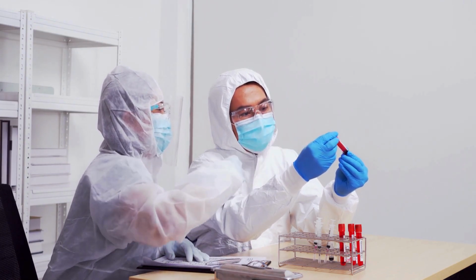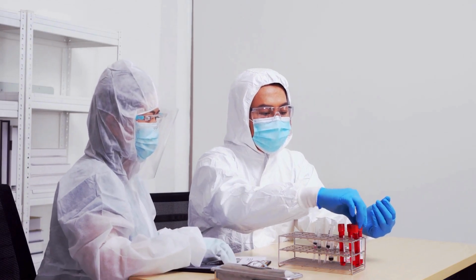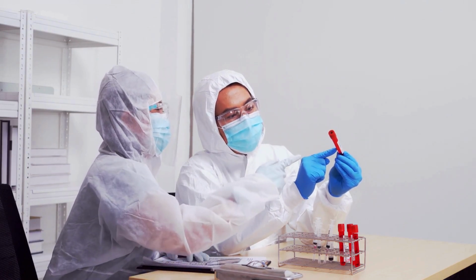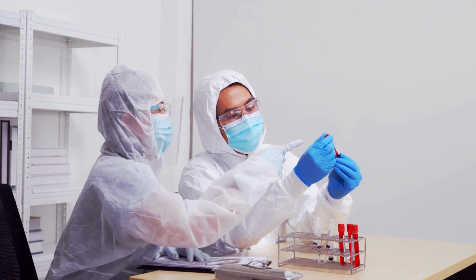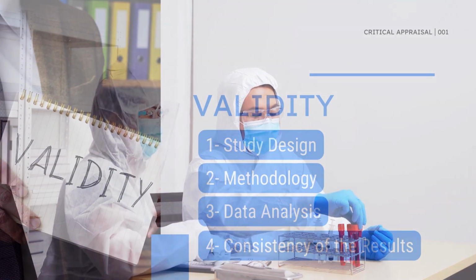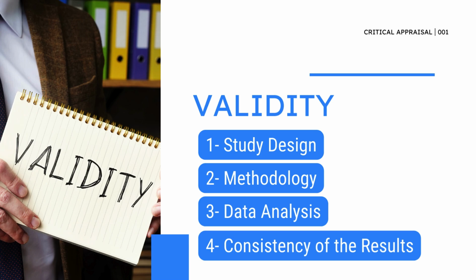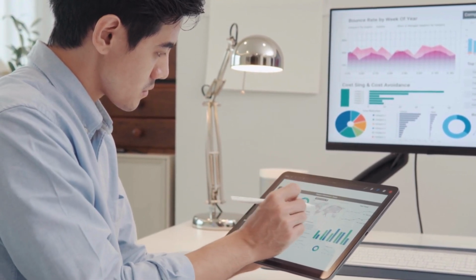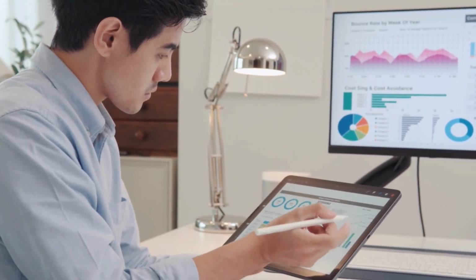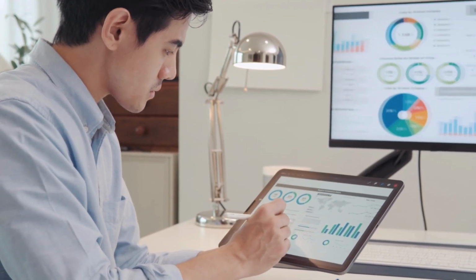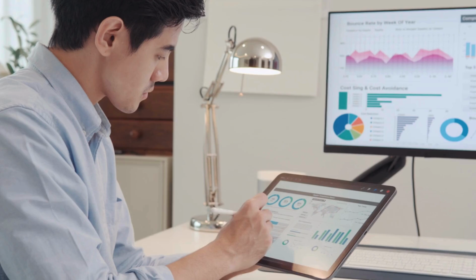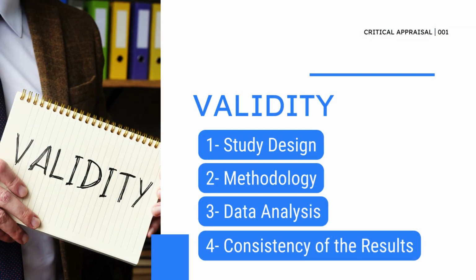The third step here is the review of data analysis, how the data analysis was conducted. This step is about evaluating the statistical methods that are used to analyze the study's data. It's crucial to determine whether these methods are suitable for the type of data collected and the study design. This review also includes checking for any signs of data manipulation or selective reporting of results.